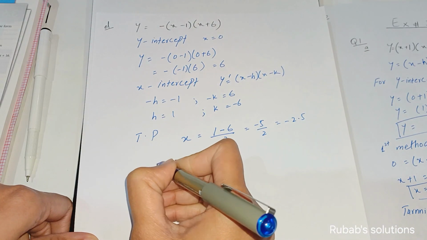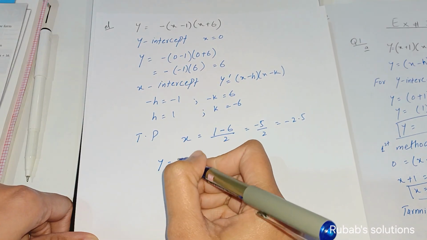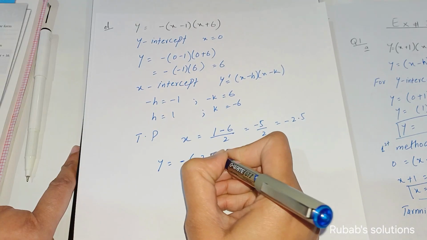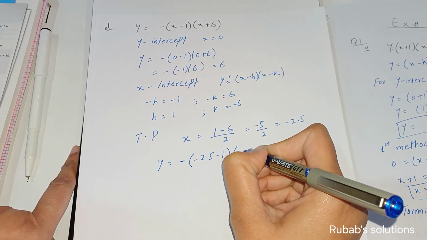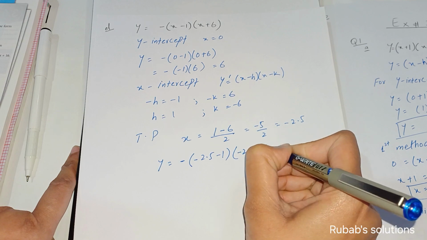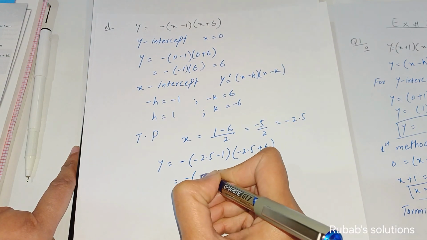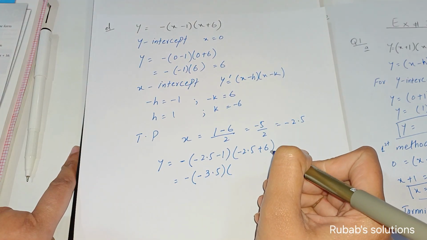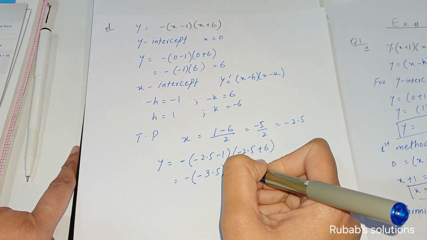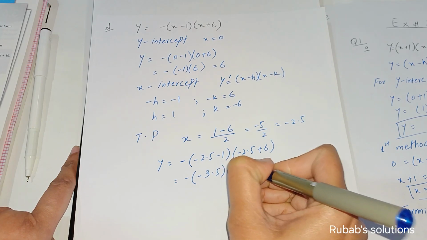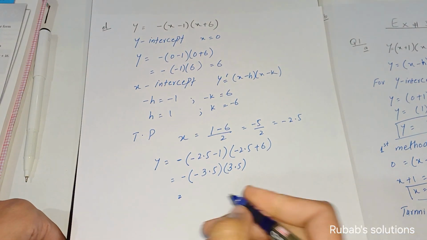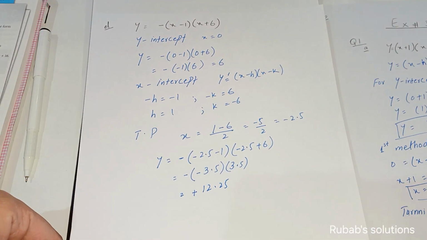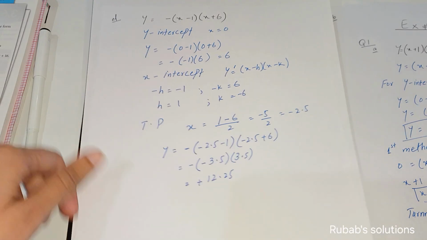And the y coordinate will be equal to, from here it is minus and minus 2.5 minus 1, and from here it is minus 2.5 plus 6. So from here it is minus 3.5, and from here it is also 3.5. So the answer from here is plus 12.25. So let's draw this on our graph paper.